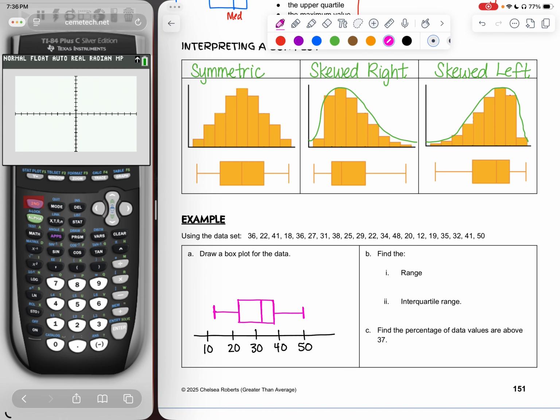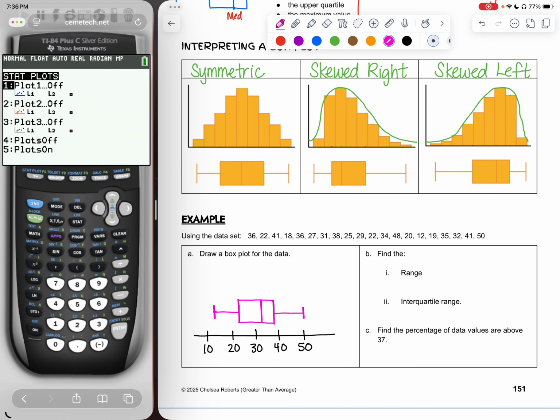So we want to press second Y equals to get to the stat plot menu, and you will see that stat plot number 1 is turned off. So we want to press enter, and then we want to turn it on. The next thing we want to do is make sure that it is going to give us the right type of graph. So we are looking at a box and whisker plot.